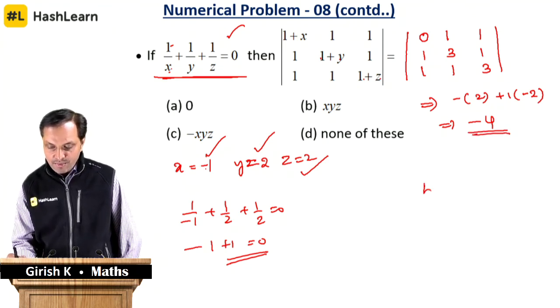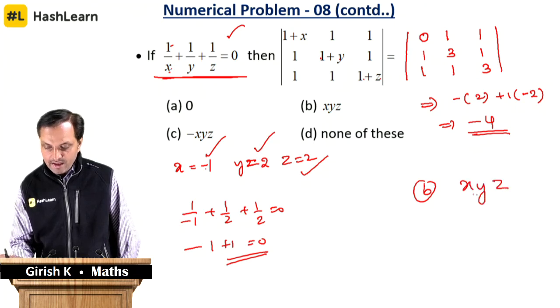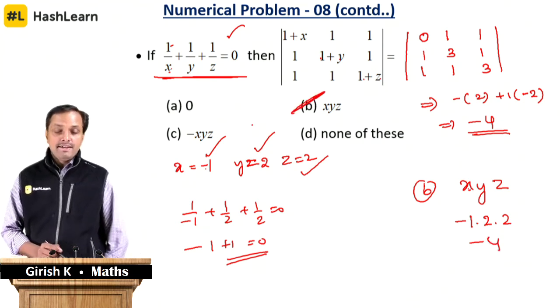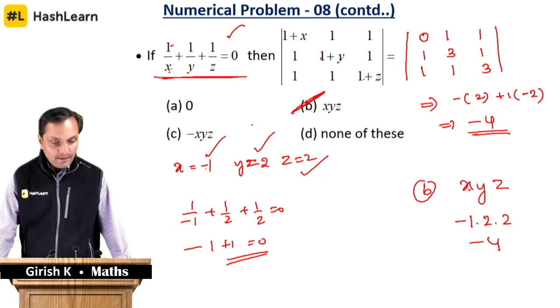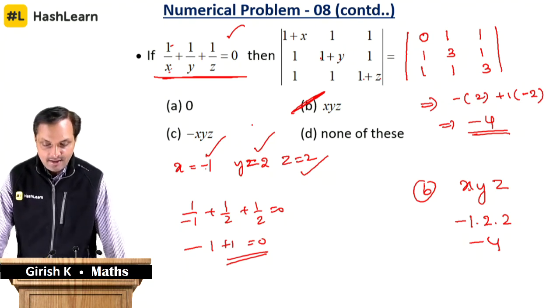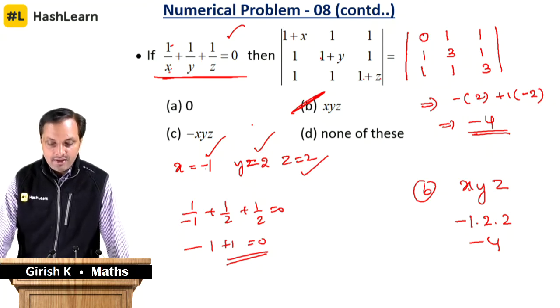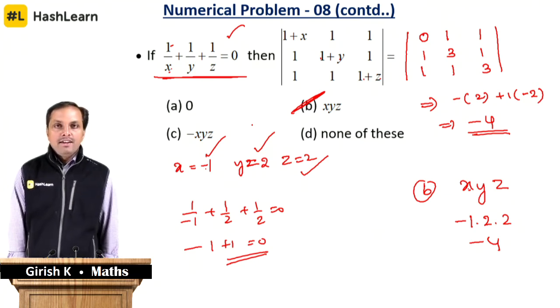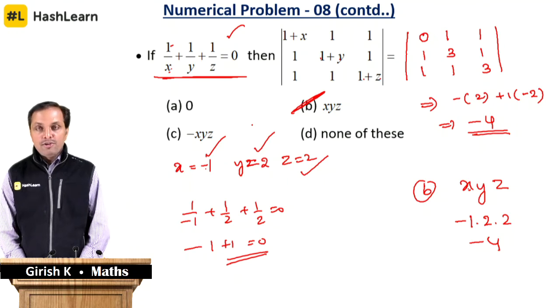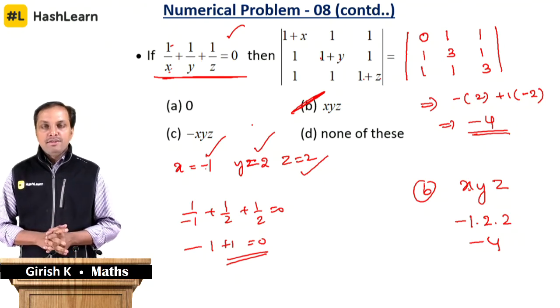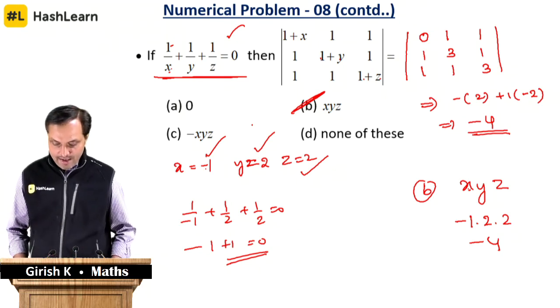Therefore, you can check option B. x into y into z. यहाँ पे x का value है minus 1, y is 2, z is 2. That is giving you minus 4. So answer is x, y, z. Option B satisfies. That is your answer. So the given determinant is nothing but x into y into z. Is it clear? Hope that all followed this substitution method of solving the determinants. So always please use the simple values so that you can get the answer quickly.